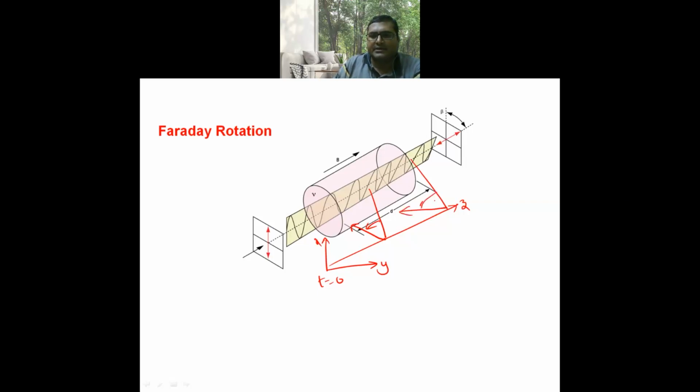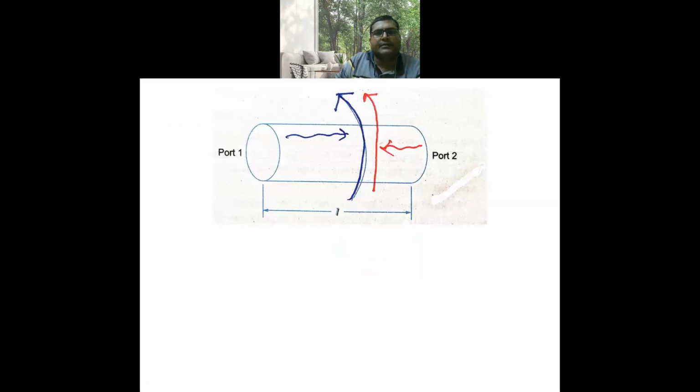The amount of rotation depends on the length of the rod. Now here, when it is a ferrite material, some linearly polarized EM wave is meant to propagate through a ferrite.